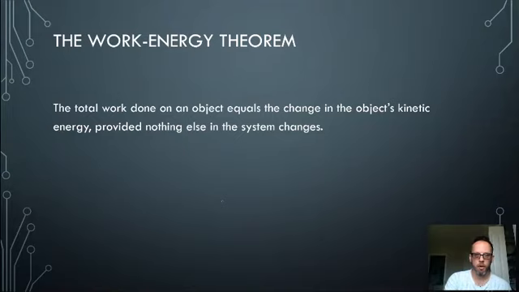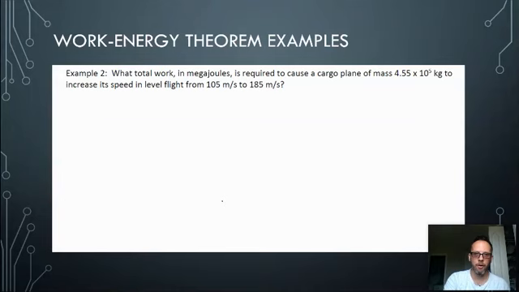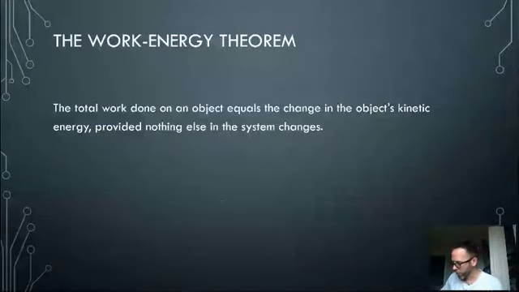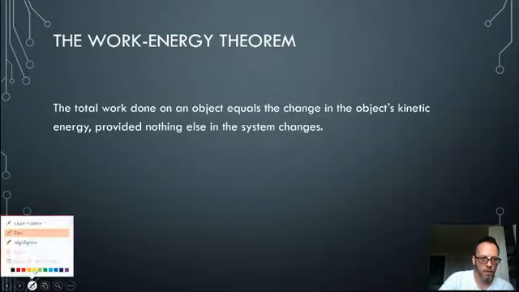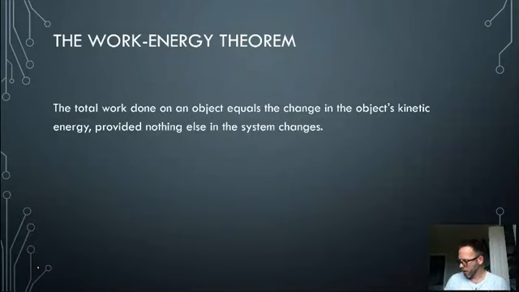Let's go on. So you would have learned in your grade 11 course the work energy theorem. So what is the work energy theorem? It says that the total work done on an object is the change in the object's kinetic energy, provided nothing else in the system changes. So we can write that as a formula.